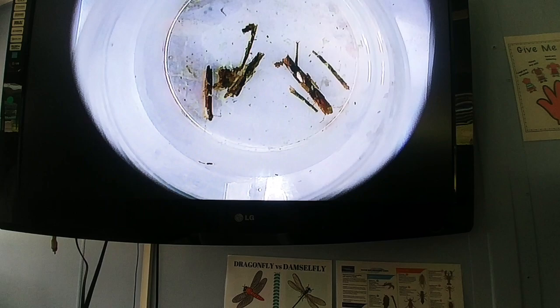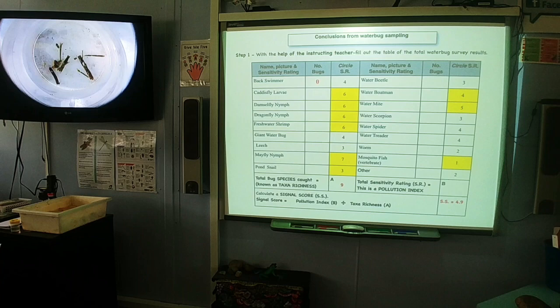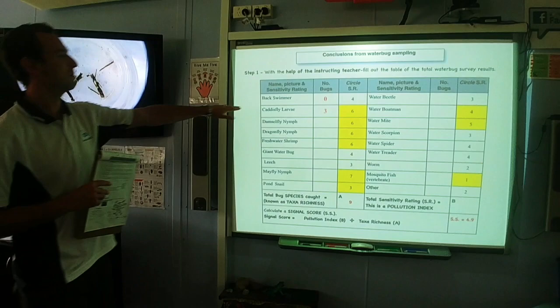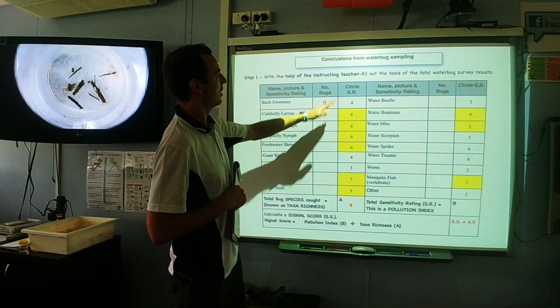Okay, now, how many did we catch on our sheet? Okay, back swimmers, we didn't get any, so we're going to say zero. But caddisfly larvae, there are three in there that are live specimens. Three caddisfly larvae. Now, in this column here, we're going to put our abundance of each species, similar to the birds. This column here, circle SR, is a sensitivity rating score.